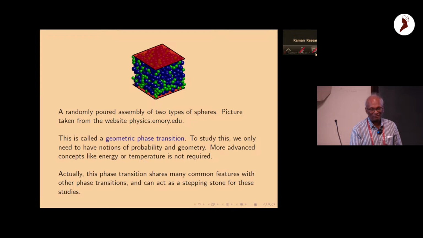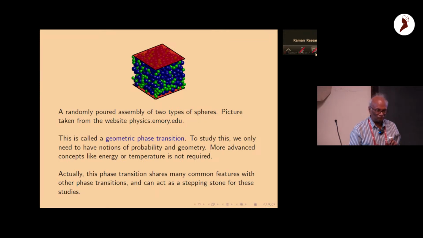But for our case, it is just a geometrical phase transition, because all I did was to put hard spheres in a box, and depending on density, there is a phase transition. The question there is, is it a periodic solid or not? And the answer is no, no, no, yes. And so that's a phase transition. Okay. So that's what we were saying, that actually this phase transition shares many common features with other phase transitions and can act as a stepping stone for these studies.